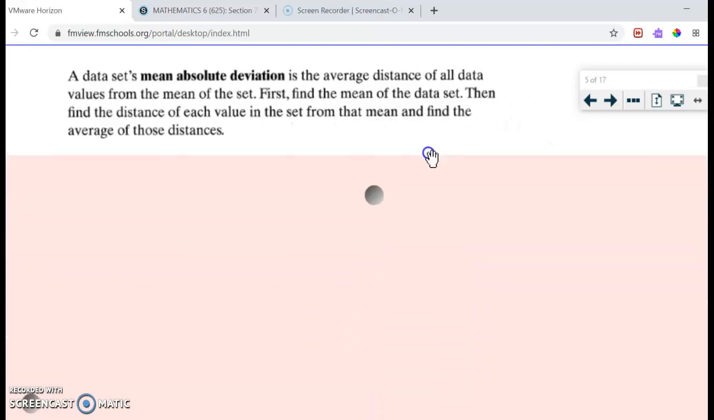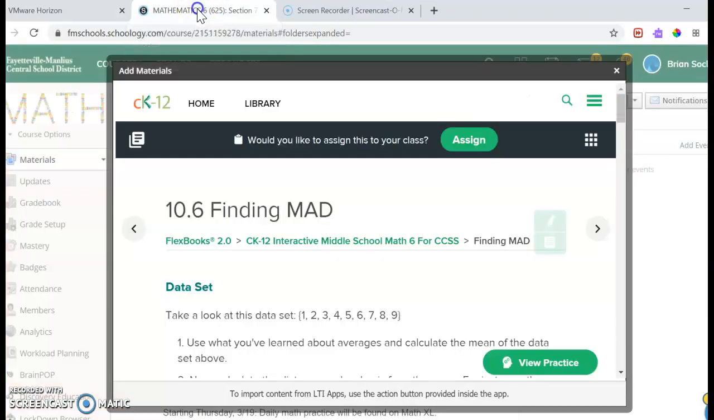All right, let's go and take a look at the CK12 assignment. You're going to be finding the MAD. Again, please feel free to use a calculator. You're going to skip one of these interactives, and I will let you know. It's going to be the last one.